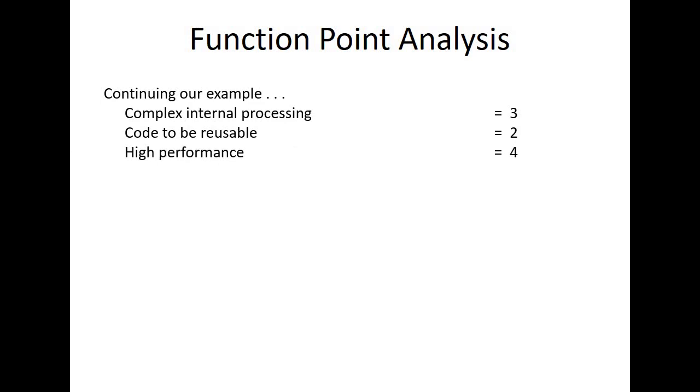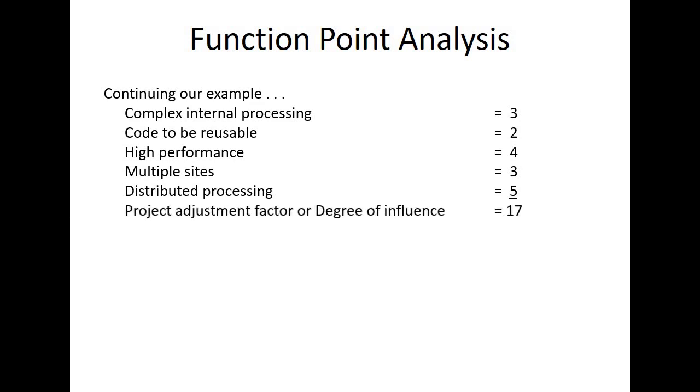Like complex internal processing, we have given 3. Code to be reusable, we have given 2. High performance, we have given 4. Multiple sites, we have given 3. Distributed processing, we have given 5. And the project adjustment factor, or the degree of influence, we are getting to be this value, right?